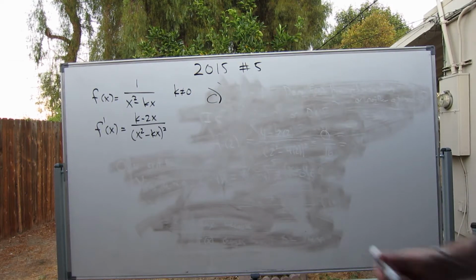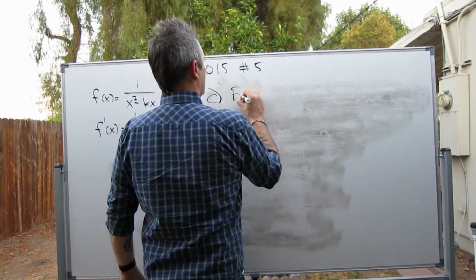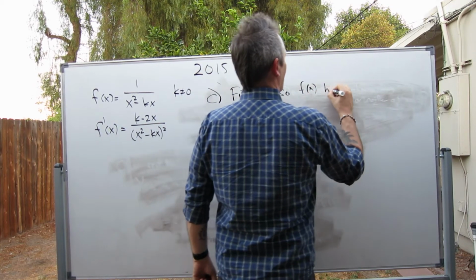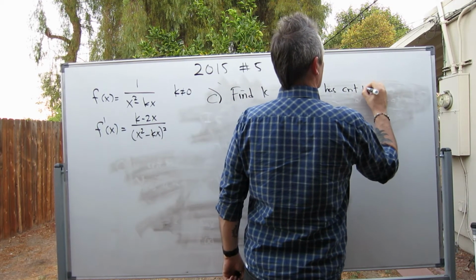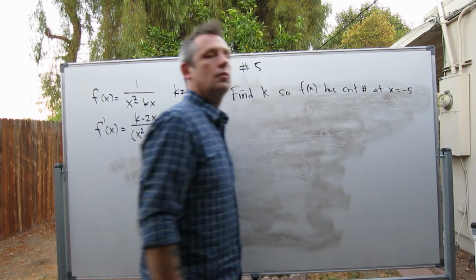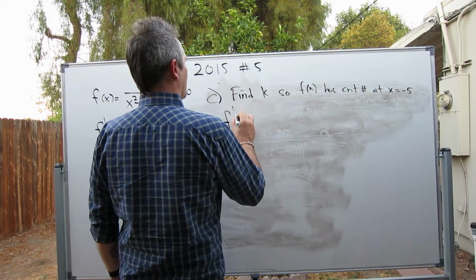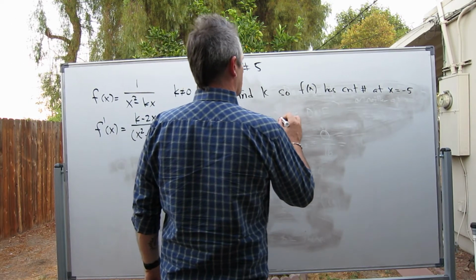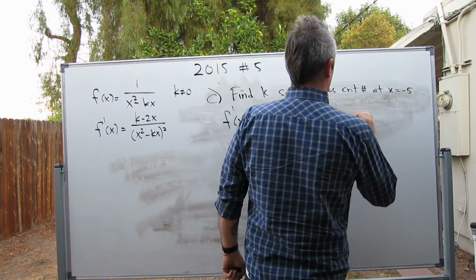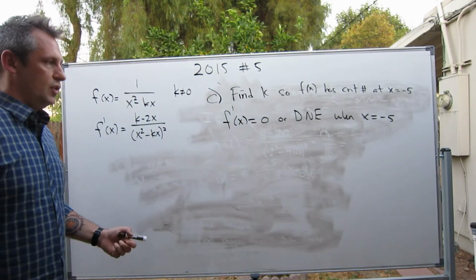So we want to try to force f of x to have a critical number. Find k so f of x has a critical number at x equals negative 5. Alright, so that's easy enough. We want to find k, we want f prime of x to equal 0 or does not exist when x equals negative 5. So that seems pretty simple.